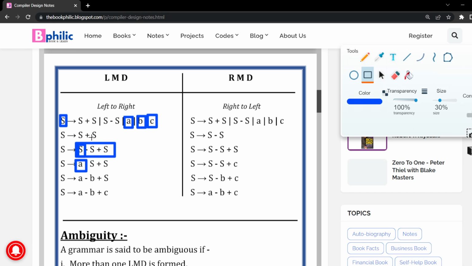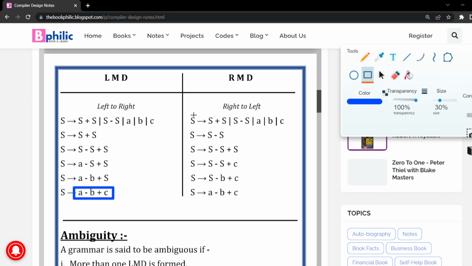Now since the left-hand side has been derived into terminals, the remaining symbols are written as they are. See it here, minus S plus S. In the next step we will be deriving the leftmost non-terminal, which is the capital S. This middle capital S will be derived into small b, and at last the leftmost non-terminal, this capital S, will be derived into small c. So at last we are getting the syntax a minus b plus c.